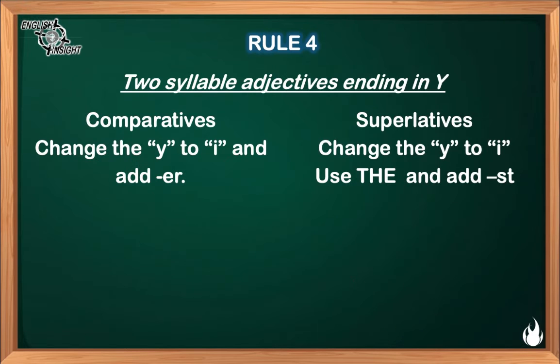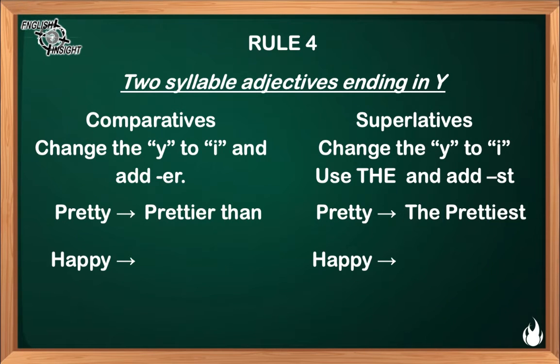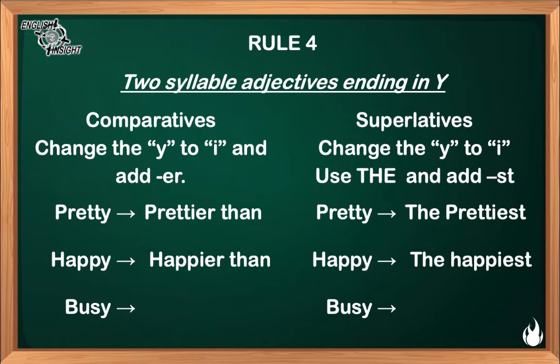Rule number 4. When we have two-syllable adjectives ending in y, we change the letter y for the letter I plus er, and for the superlative, the plus iest. Pretty, prettier than, the prettiest. Happy, happier than, the happiest. Busy, busier than, the busiest.